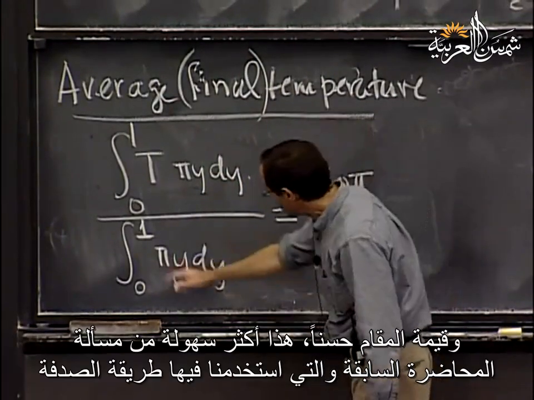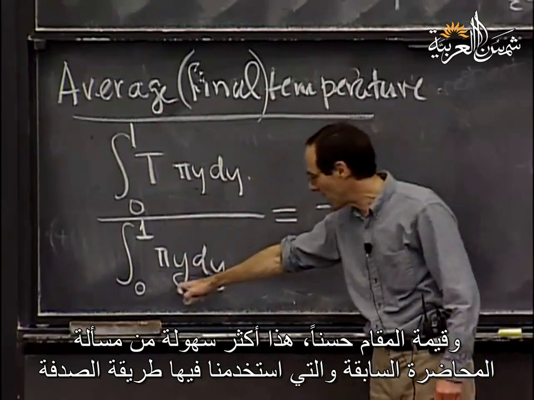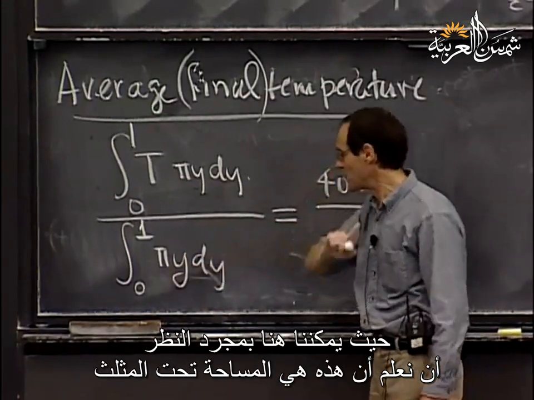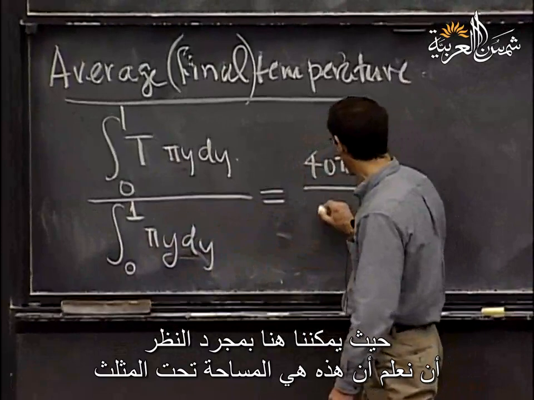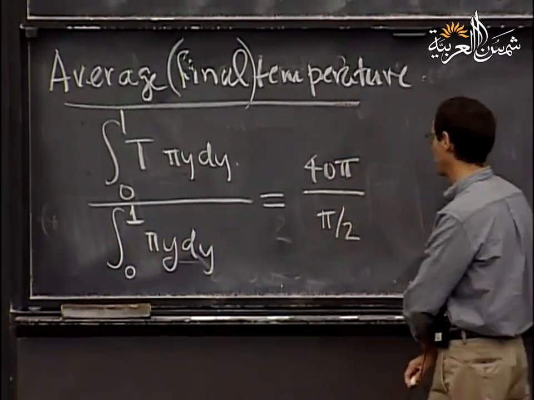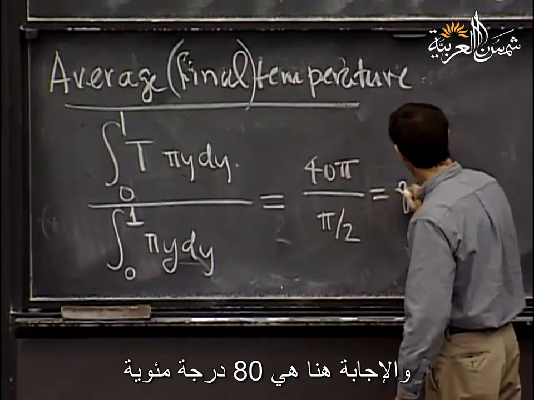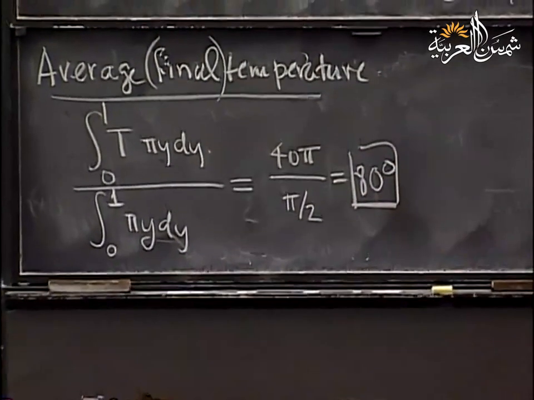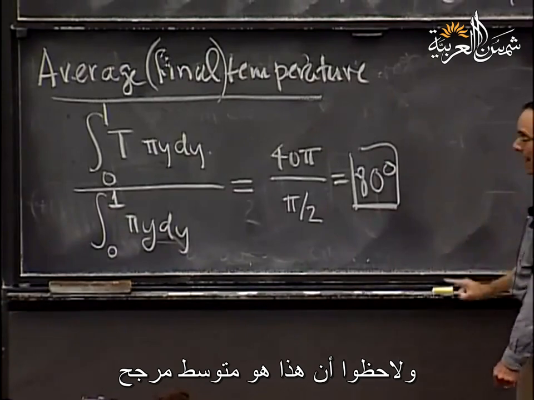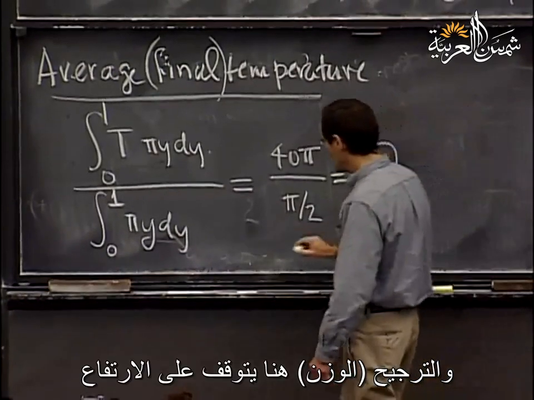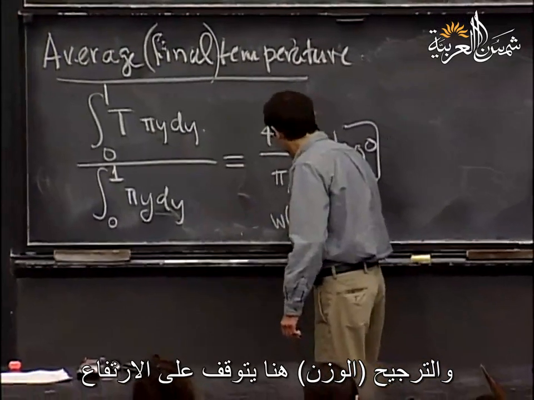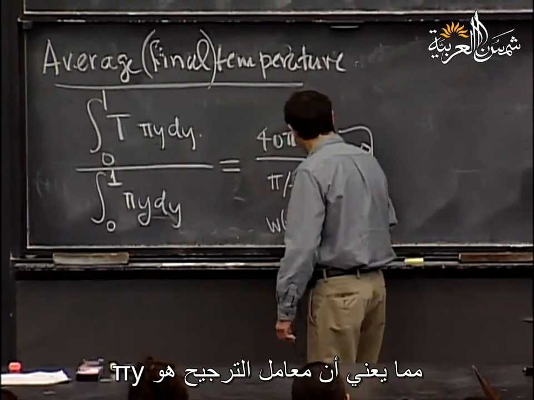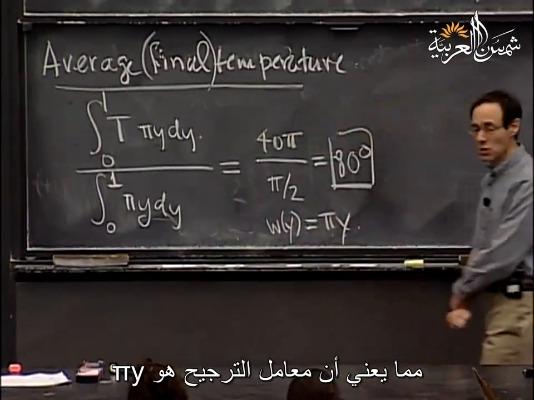And the number in the denominator, actually, this is easier than what we did last time with shells. You can just look at this and see that it's the area under a triangle. It's pi over 2. And so the answer here is 80 degrees. This is the average temperature. Note that this is a weighted average. The weighting here is different according to the height. The weighting factor is pi times y.